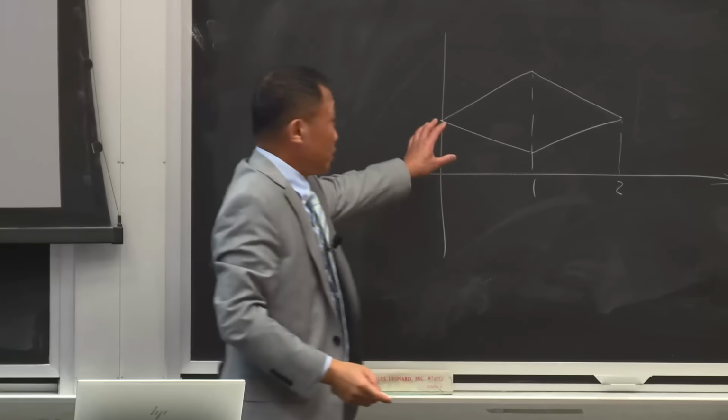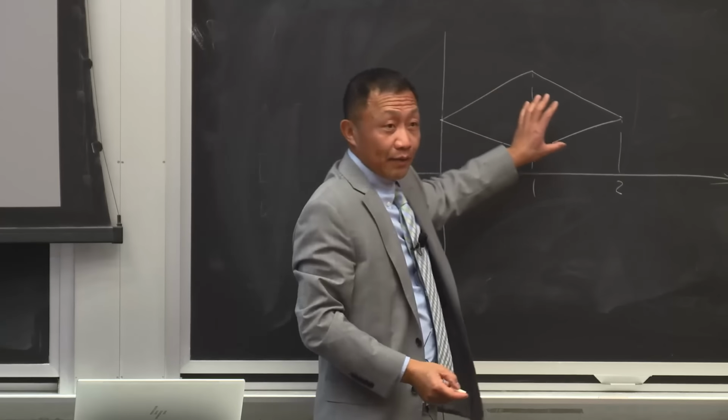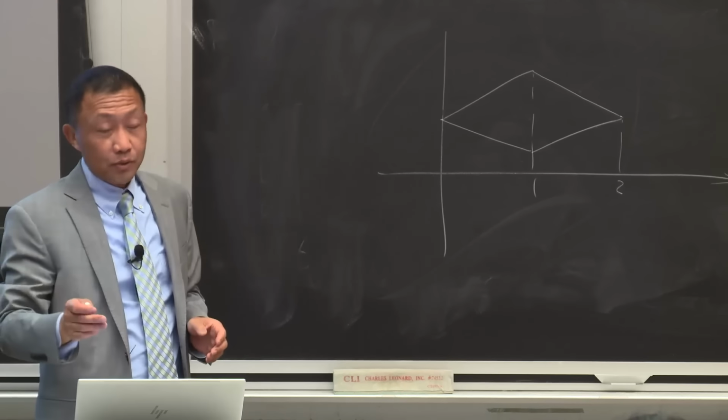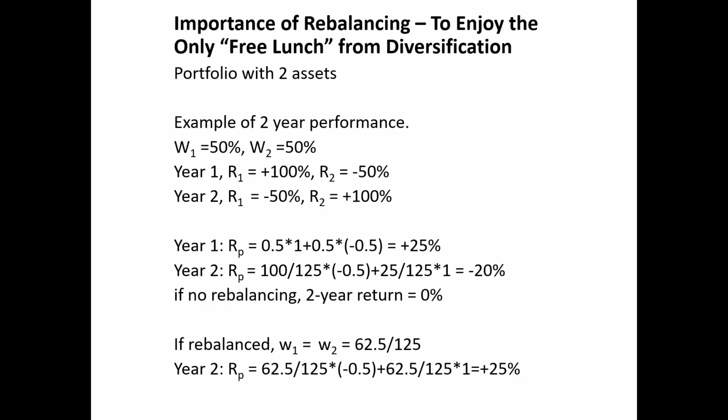So if you start as equal weight of the two, and after year 1, you can calculate the portfolio is up 25%. So this is just simple math. Asset 1 is 50% weight. Asset 2 is also 50% weight. One doubles, one halves. So total, you made 25%.